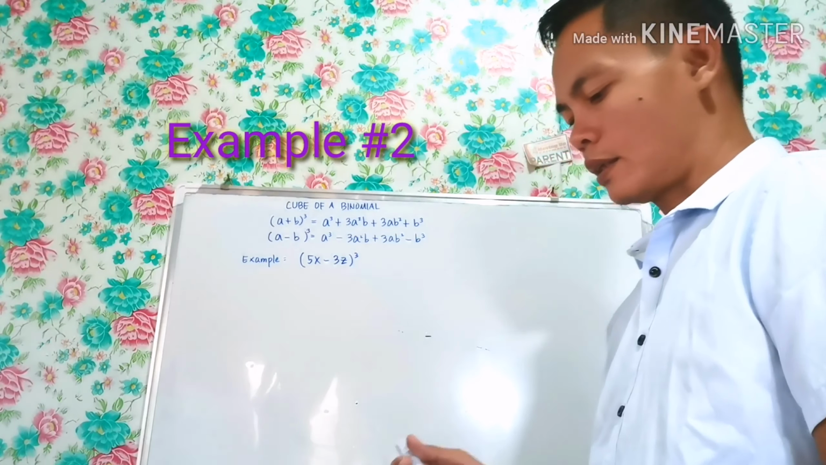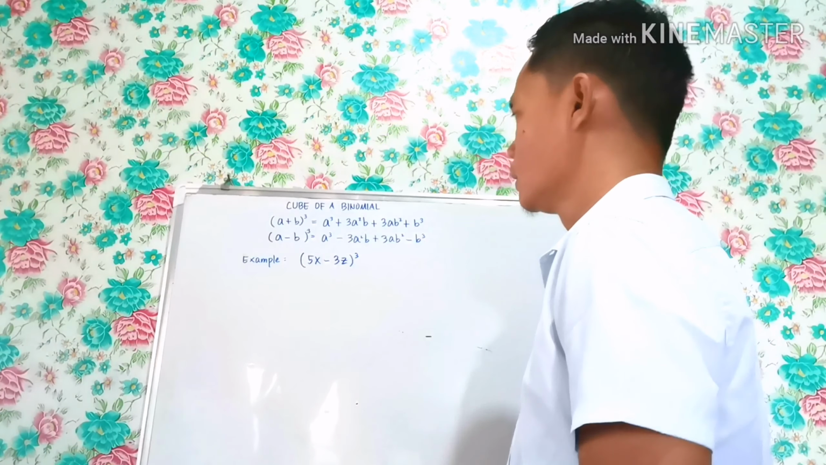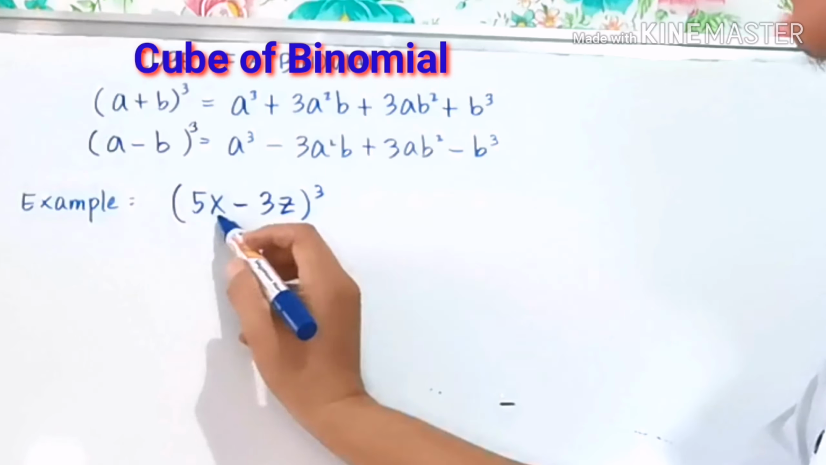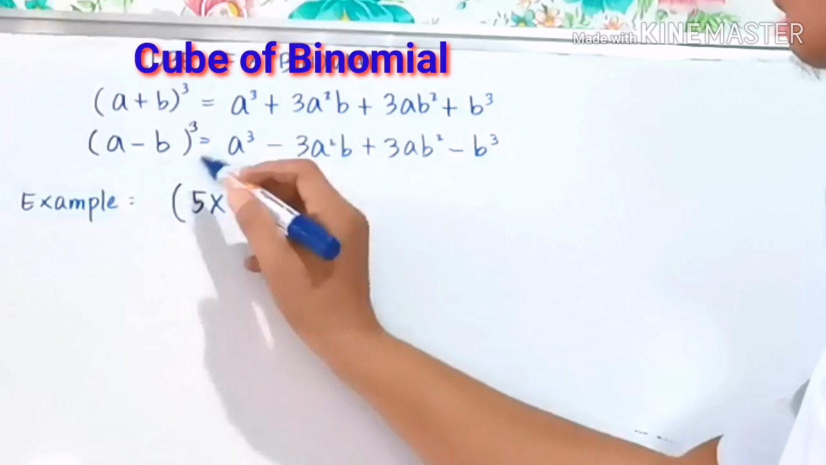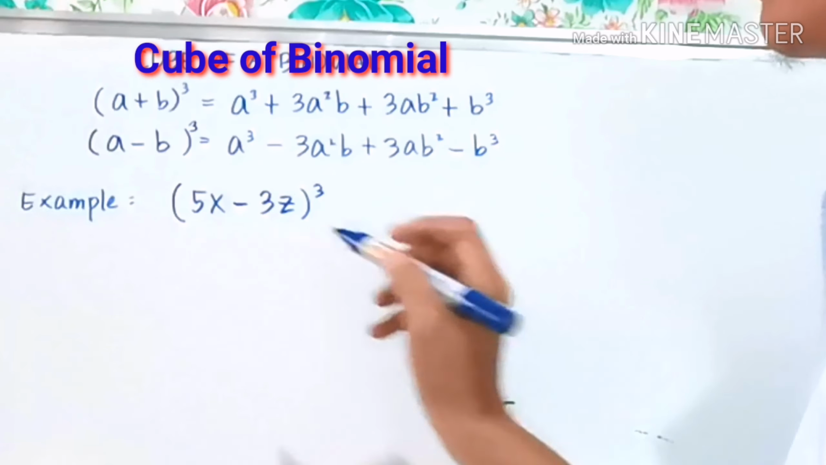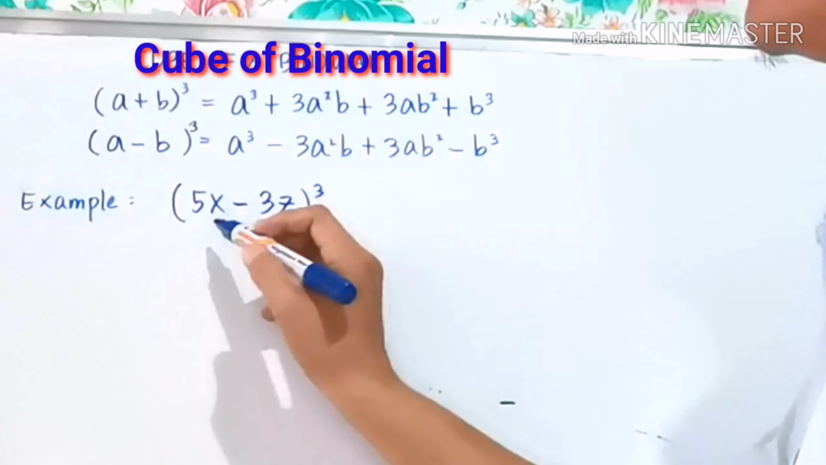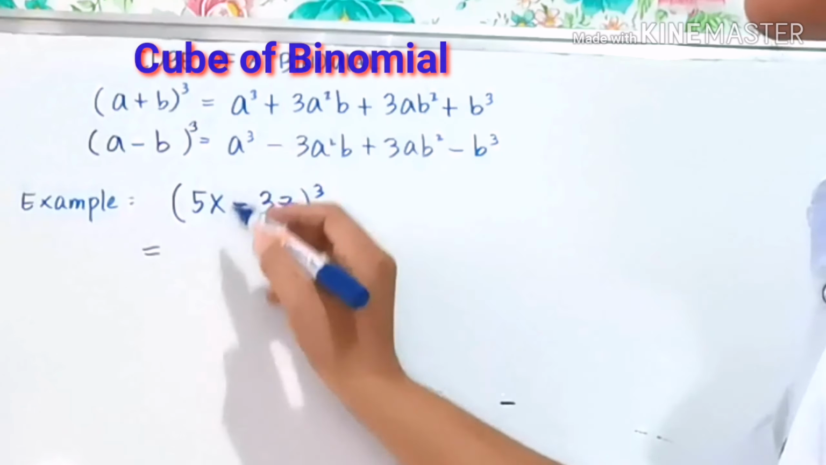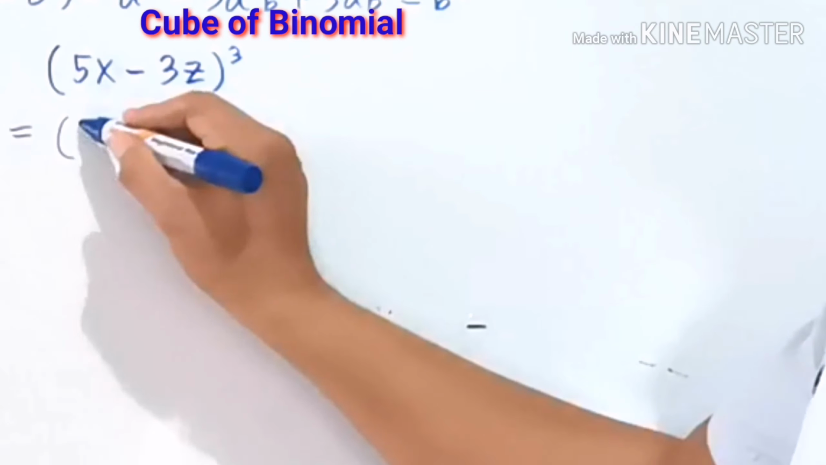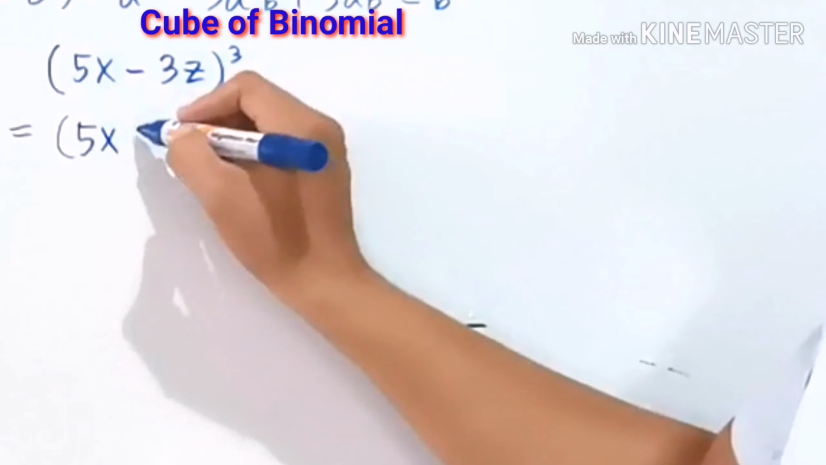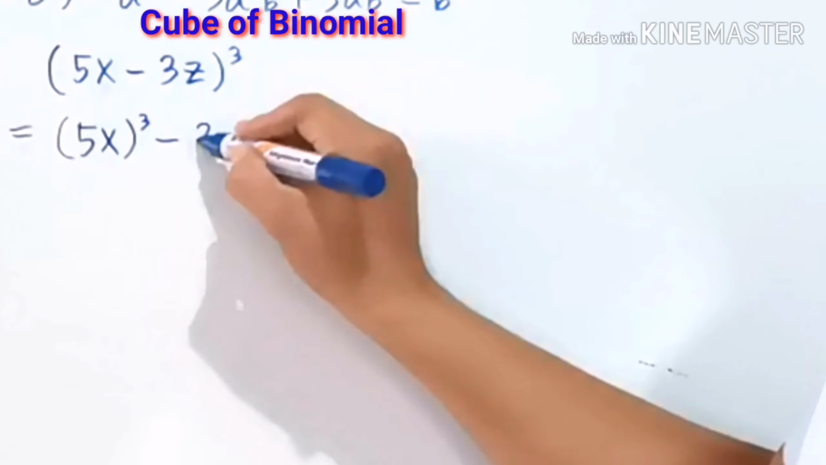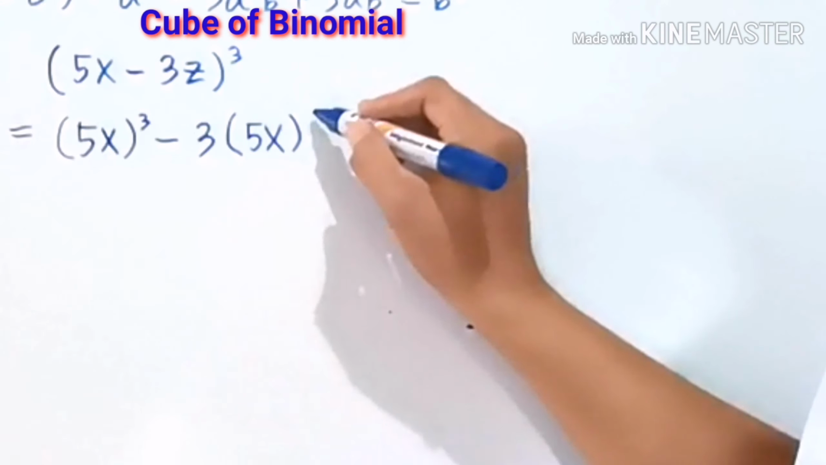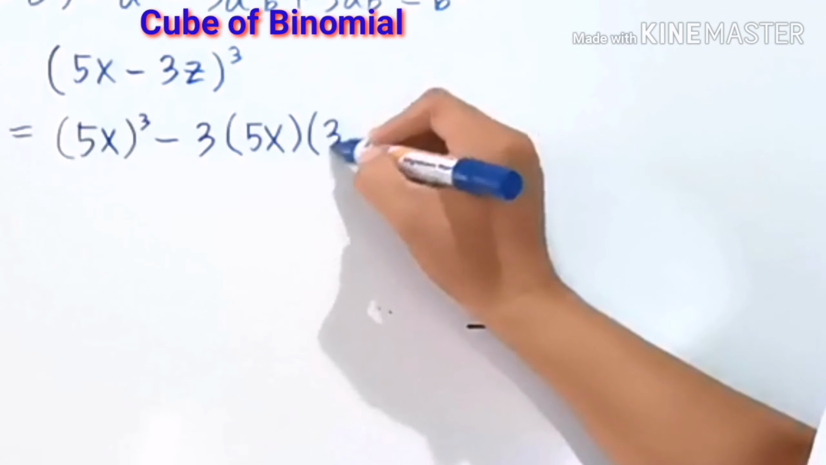Okay, let us have another example. So what if we have a minus sign here? We will try to evaluate 5x minus 3z raised to the third power, or the cube of 5x minus 3z. So we are going to use the second formula. The value of the first term is 5x, so we have its cube minus 3, where a is referring to 5x and b is referring to 3z.